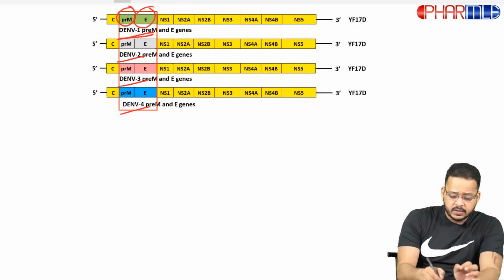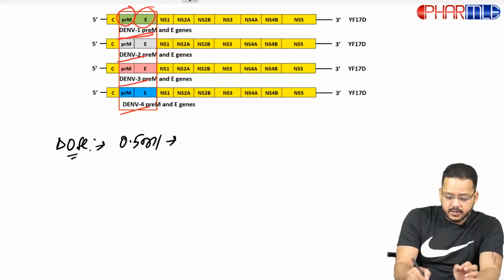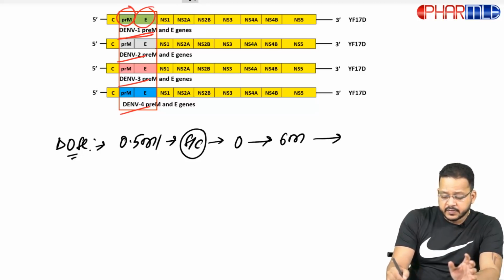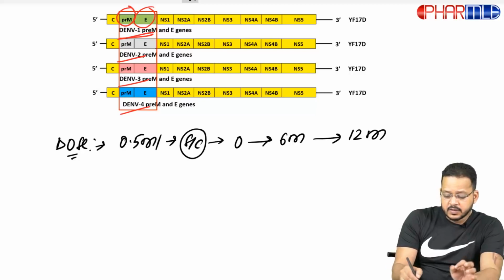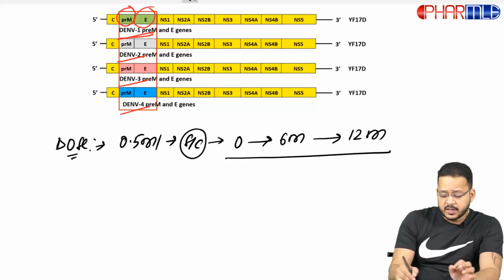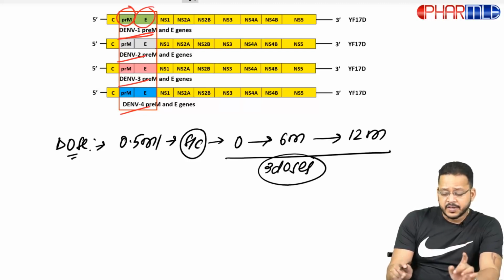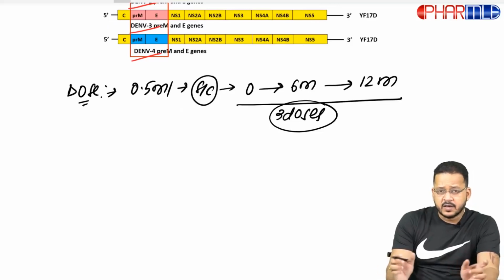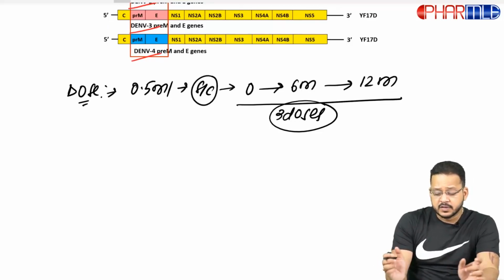Now coming to the dose of the dengue vaccine, guys, 0.5 ml is given by subcutaneous route. The first dose is given, then after 6 months the second dose is given, then after 12 months the third dose is given. So this is how we give 3 doses of this vaccine, at intervals of 6 months: first dose, second dose after 6 months, third dose after 12 months.